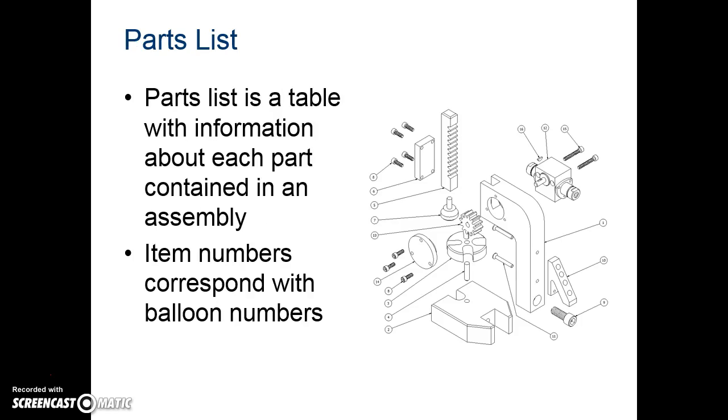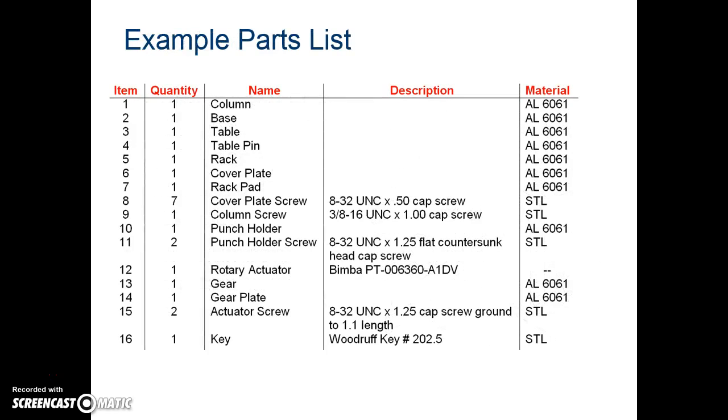Parts list is a table with information about each part contained in an assembly. Item number corresponds with balloon numbers. So this is a parts list. A lot of you guys missed this question on your test. It just tells you how many you have in an assembly and the name of the part, and sometimes there's descriptions. So for like a screw, you would add in your threads.